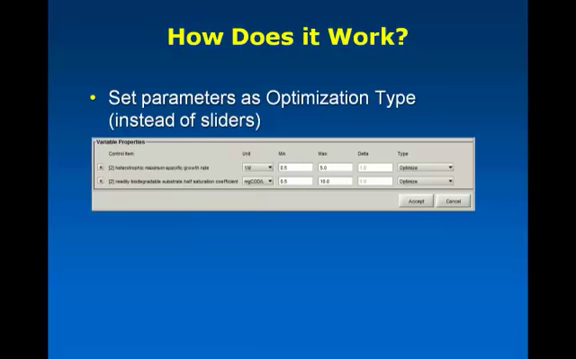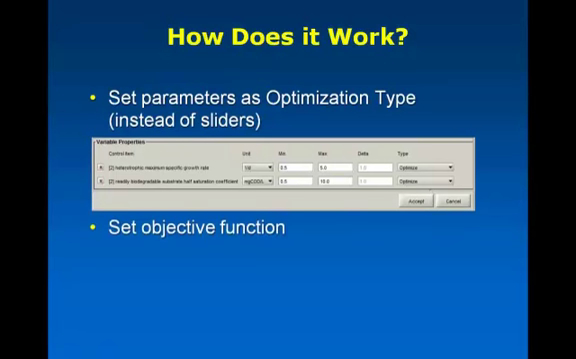So the first thing you have to do is pick the parameters that you want gpsx to have control of. Obviously these should be things that are going to have some direct effect on the thing that you're trying to optimize. In this case, we're going to do the parameter fitting example first. So we're going to allow it to have control of the maximum specific growth rate and the substrate half saturation coefficient. And over here, where normally you would have had a slider, you'll now use the optimize function.